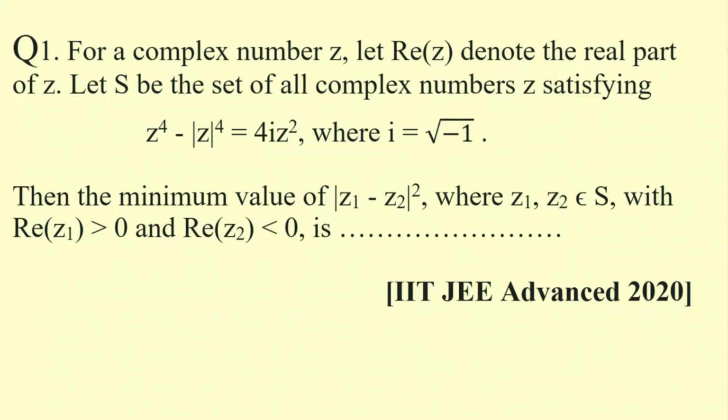Hello students, here's a question from JEE Advanced 2020 which says, let capital S be the set of all complex numbers Z satisfying the given equation, then the minimum value of mod of Z1 minus Z2 whole square is, where Z1, Z2 belong to the capital S set and real part of Z1 is positive and real part of Z2 is negative. So we start by looking at the given equation, which is Z power 4 minus mod Z power 4 is 4i Z square.